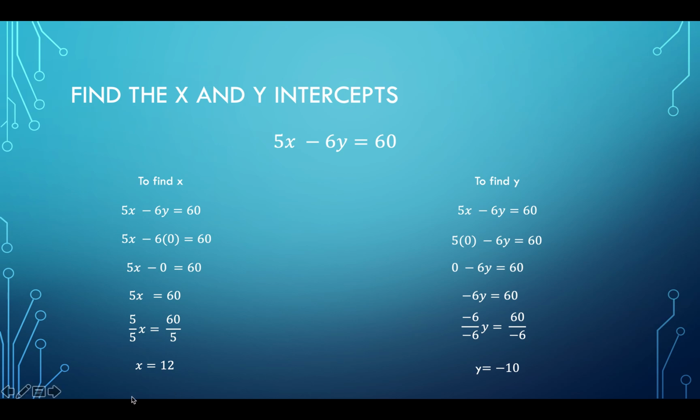So now we found our x value and we found our y value. On the last step, what we do is we put it in an ordered pair. So remember this, it's always x comma y. So we go back and plug in 12 comma negative 10.